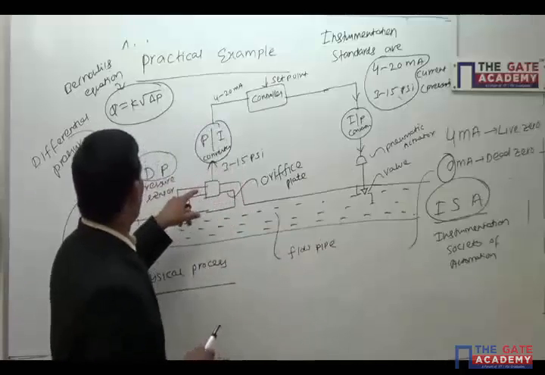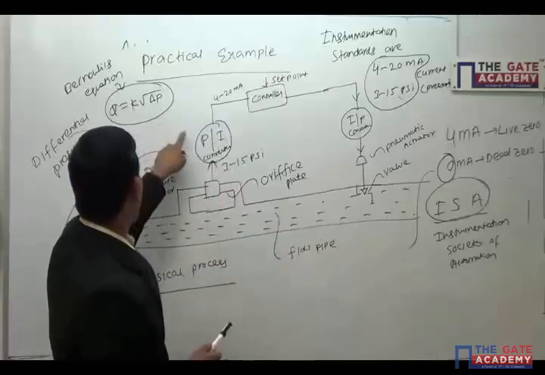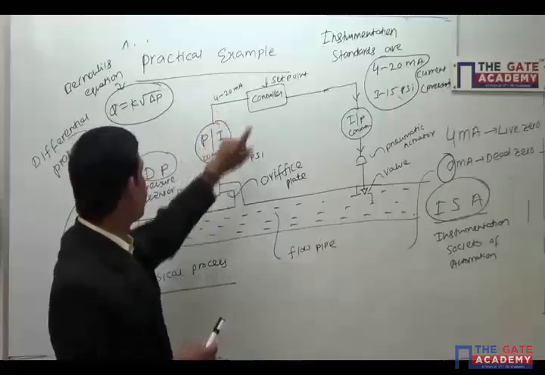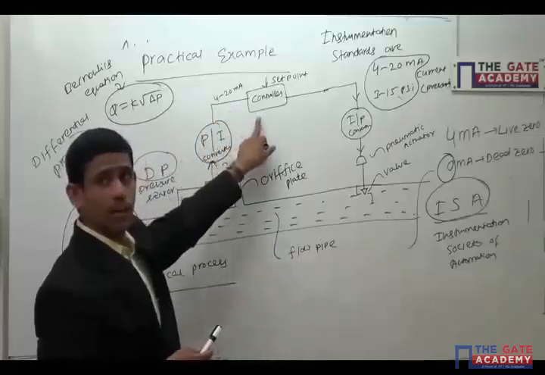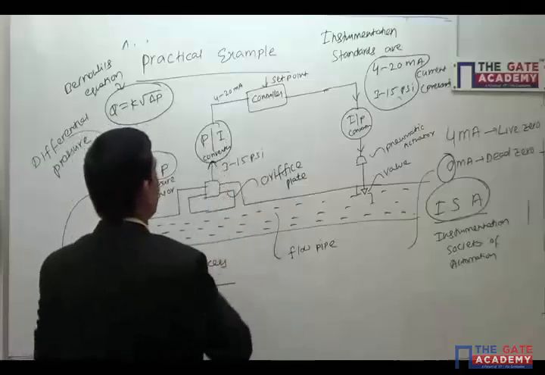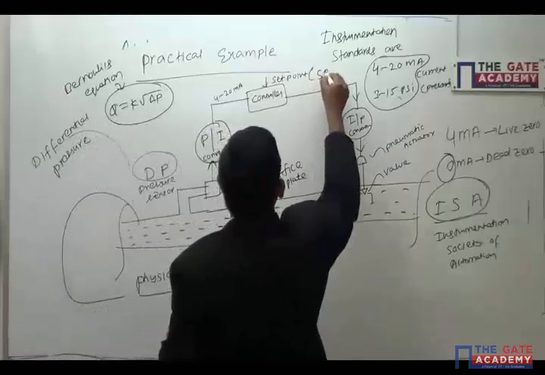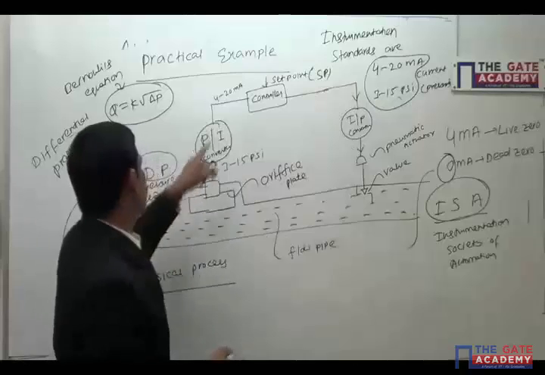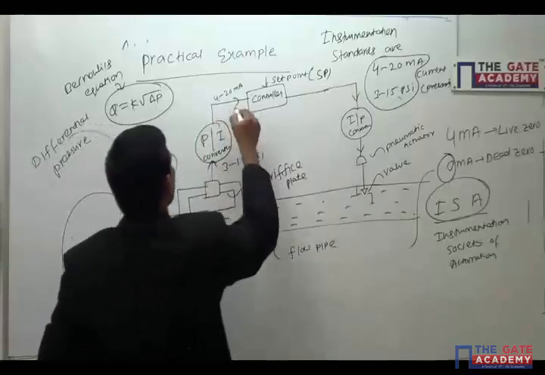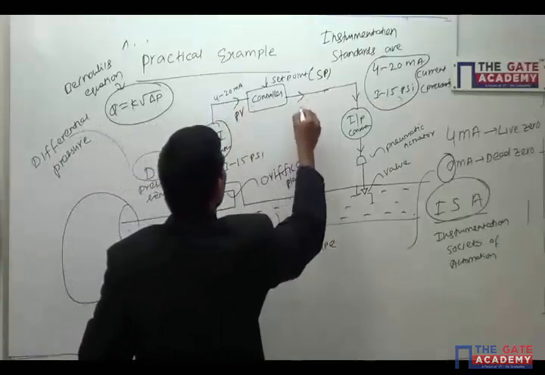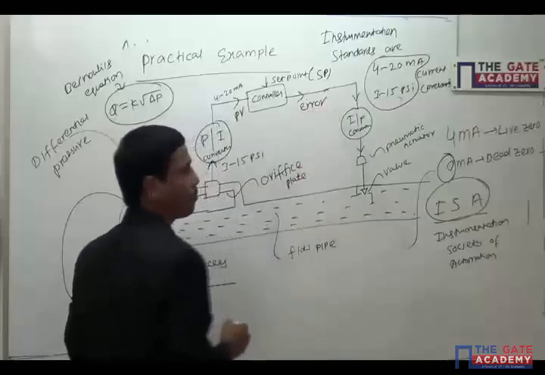Here the pressure is converted into current, in the range of 4 to 20 milliamperes. This is given to the controller. For the controller, we have already given the set point. We are getting a process variable, and SP minus PV is the error.